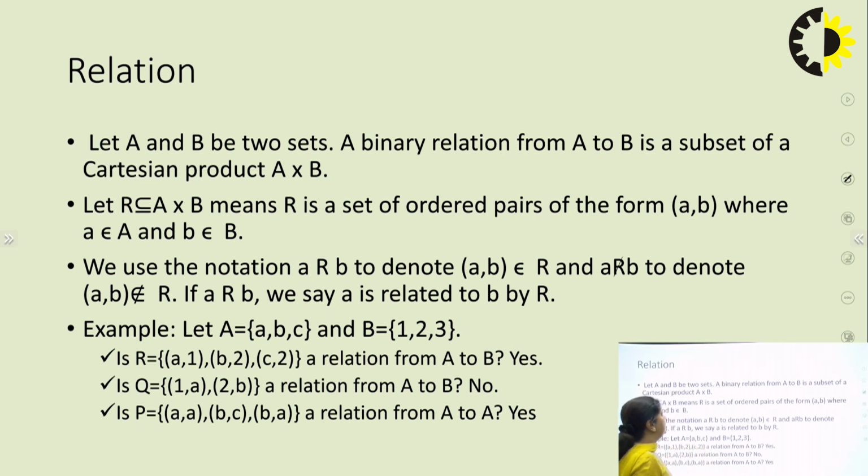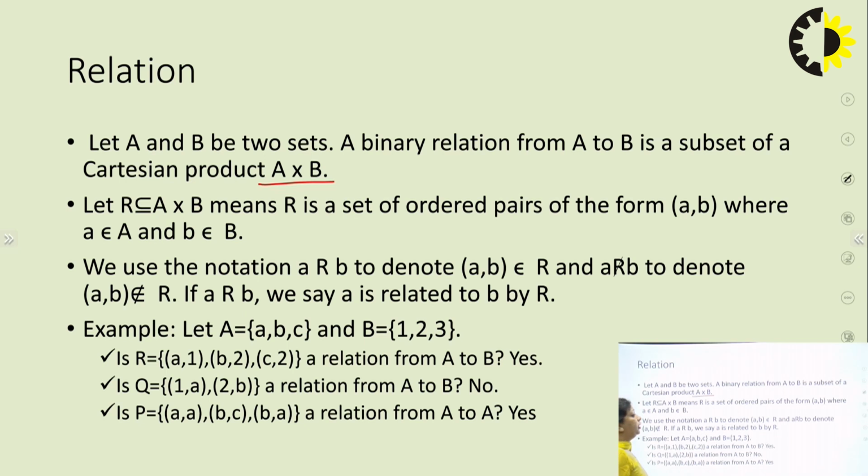So first, if I have two sets A and B and I have a binary relation from set A to set B, then the relation is nothing but a subset of the Cartesian product A cross B. Here we have denoted the same thing with symbols, that is R is a subset of A cross B, meaning R is a set of all the ordered pairs of the form (a, b), where a belongs to the set capital A and small b belongs to the set capital B.